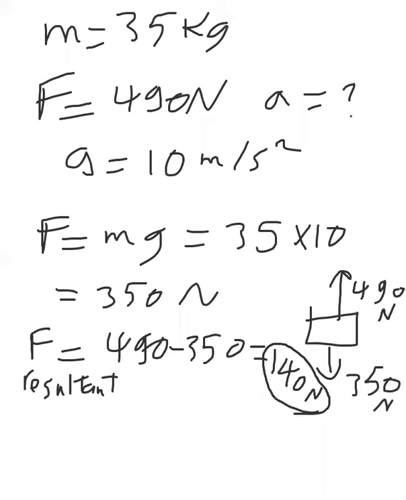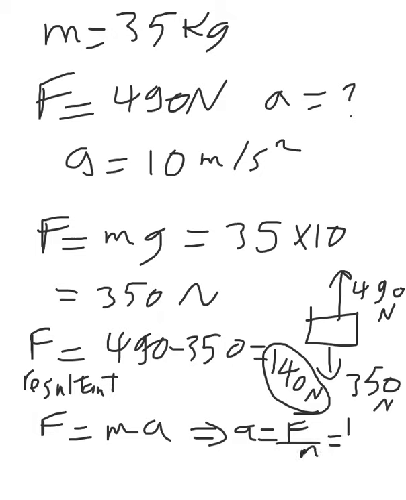Force equals m a, so a equals F over m, equals 140 over 35, so the acceleration equals 4 meters per second squared. This is the result of this problem, and this is the last one in our session today. I hope you all get benefit from the session. Thank you for your time.